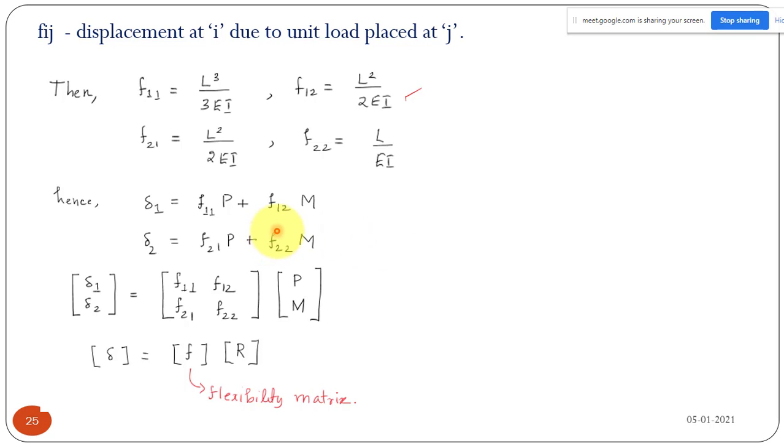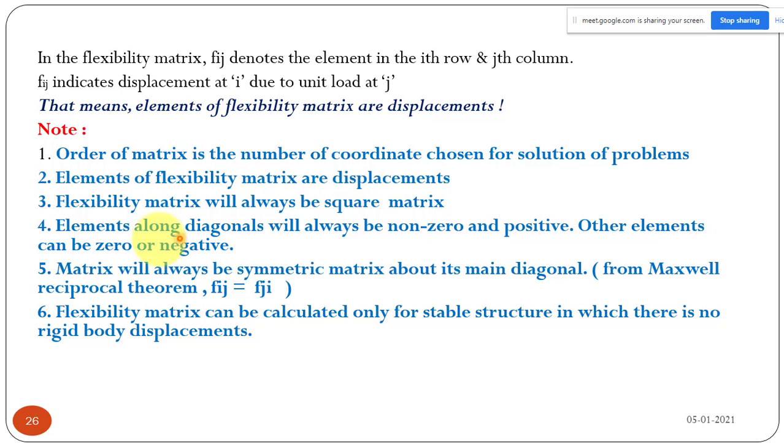Okay. So this is where F is, and maybe you can get some points here, some notes. So in the flexibility matrix, Fij denotes the element in the ith row and the jth column. Okay, F12 means the element in the first row and second column. So Fij also indicates displacement at i due to unit load at j. So you remember, displacement can be rotation as well as deflection. Unit load can be a reaction, or it can be a moment also.